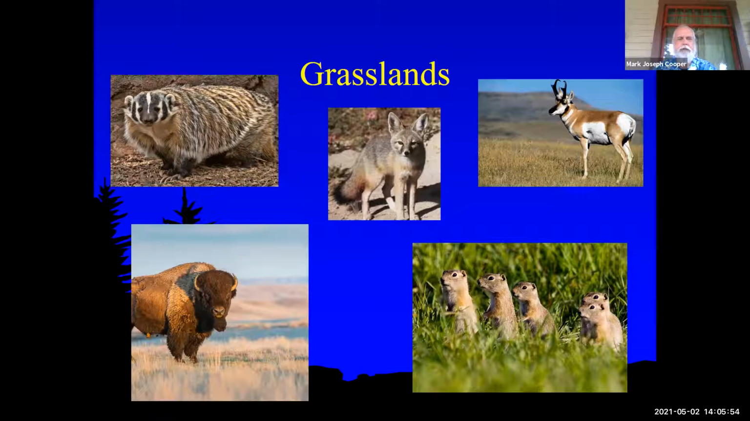Over on the left is not a buffalo. It is an American bison. In the cattle family, but we do not have buffalo here in the United States. And then on the right are prairie dogs, found on the grasslands of prairies.